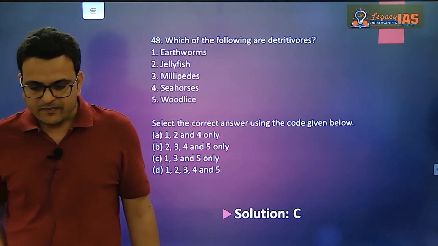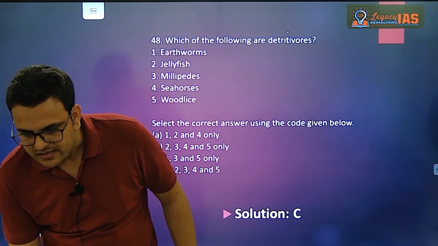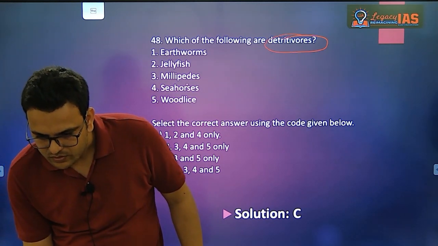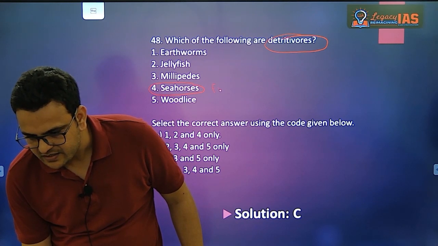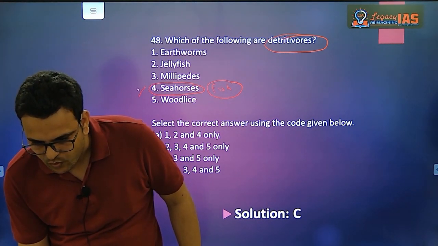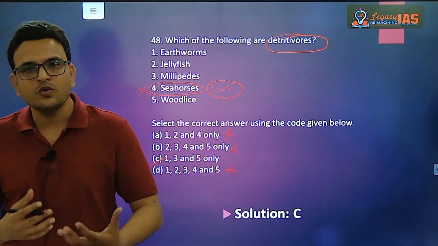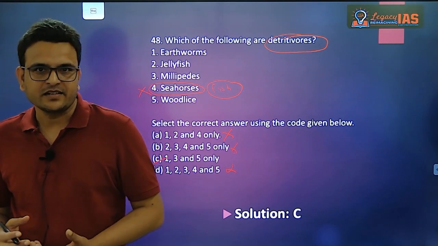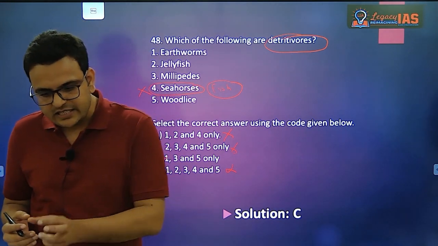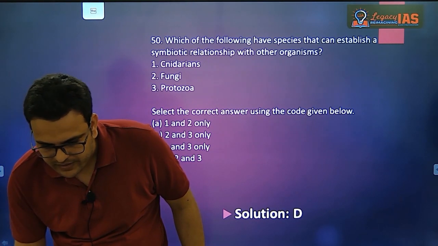Now come to here. Whenever you see this particular question, seahorse, like detritivores. Detritivores are the species which eat dead animals. Seahorse is a fish. It means it is eating small fish or plants. So by eliminating the fourth statement, or seahorse, we get the answer. Here it is not necessary to know all the other species mentioned. Seahorse is a fish, either eating small fish or other types of plants. Eliminating seahorse, we get the answer. Now come to question 49, common carbon matrix.